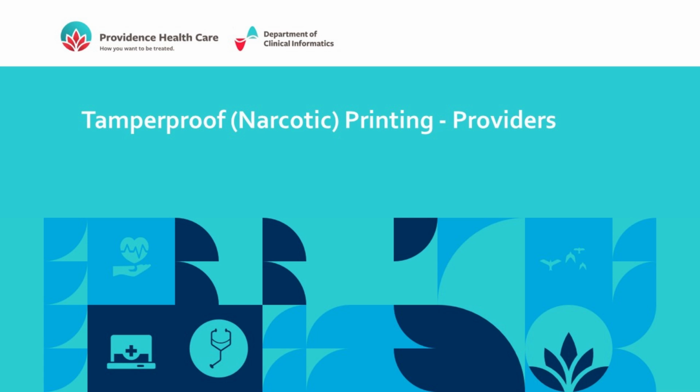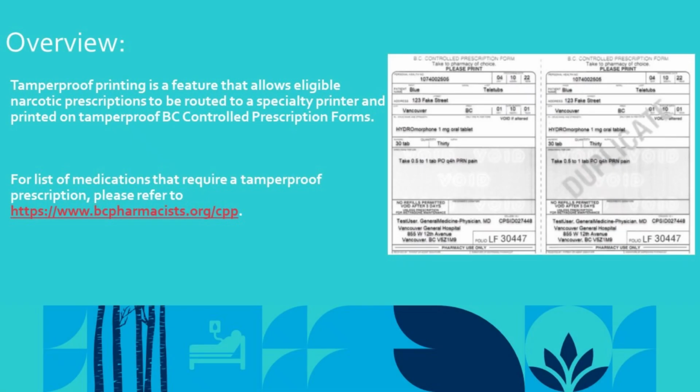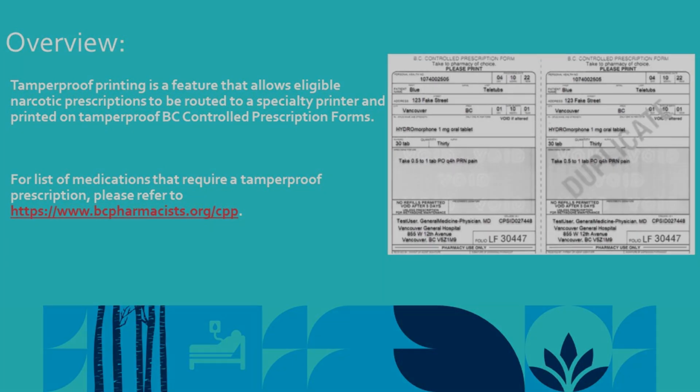In this video, we'll guide you through the tamper-proof printing process in PowerChart. This feature ensures that eligible narcotic prescriptions are routed to a specialty printer and printed on BC-controlled prescription forms. This replaces the need for handwritten duplicate prescriptions, simplifying the workflow for healthcare professionals.